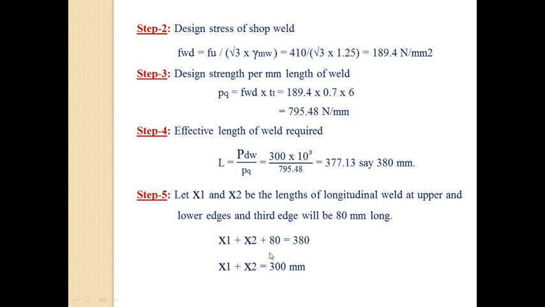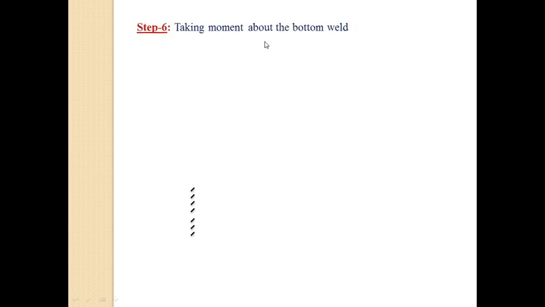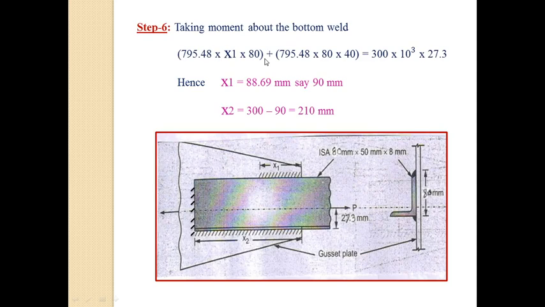Okay, that is 380 minus this 80, we get x1 plus x2 is equal to 300. So now we have to calculate the length of the longitudinal weld at the upper edge and lower edge, that is x1 and x2. For that we have to take the moment about the bottom of the weld. Here you can see, this value is x1, and this is x2.